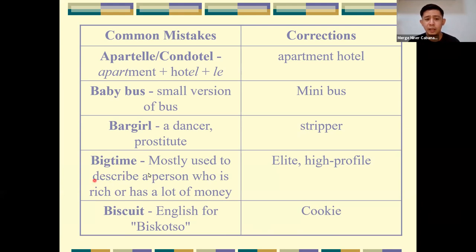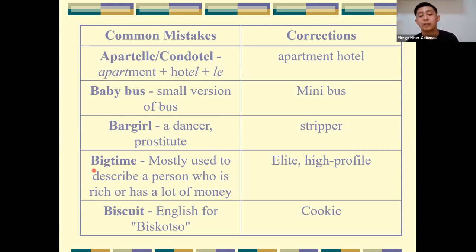Now, here's another word, big time. This is mostly used to describe a person who is rich or has a lot of money. For example, you went abroad and then you came back to the Philippines. Let's say you went to Japan, the UK, or the US, and you saved some money, enough for your family, enough to buy a small house, a decent car, and for the future, for the school of your children. And then your college classmates, mga kumpare, kumare, sabihin, pre, big time ka na.